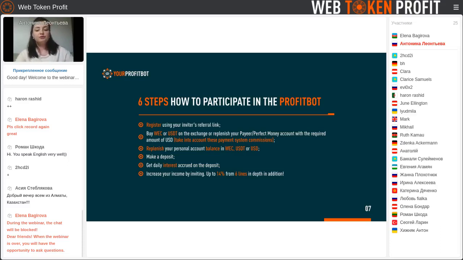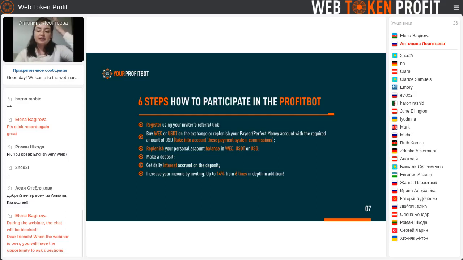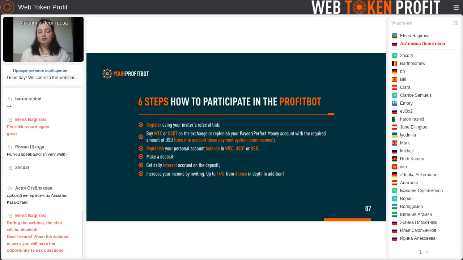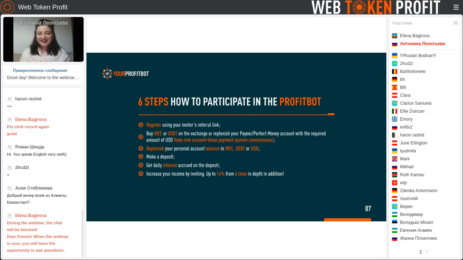Then you plan the deposit and open it, and then get daily deposit interest according to the tariff. Okay, you remember, if you make a deposit of $10 up to $10,000, you will get 0.7%. Then if you make a deposit of more than $10,000 up to $20,000, you will get 0.8%. And the third: if you make more than $20,000 up to $30,000, you will get 0.9% daily for 200 days. It's very important.